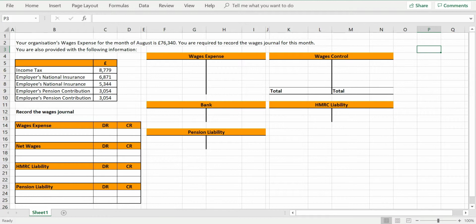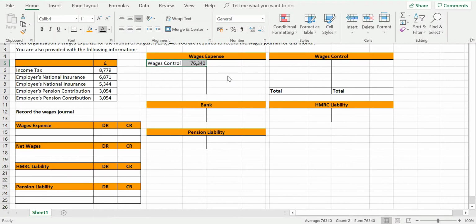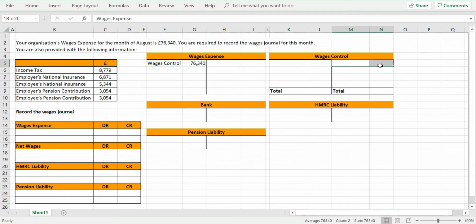Now the wages expense is, as we've seen in the blog, the total amount that the organization has to pay for wages, and that includes those employers' national insurance and employers' pension, as we've seen. So the wages expense, as you'd expect, would be added to the wages expense account on the debit side because it's a debit account, as you can see here. And we would record that in the wages control account. So that would definitely appear on the credit side, purely because we've got to record the wages expense on the debit side, therefore the other side has to be a credit entry.